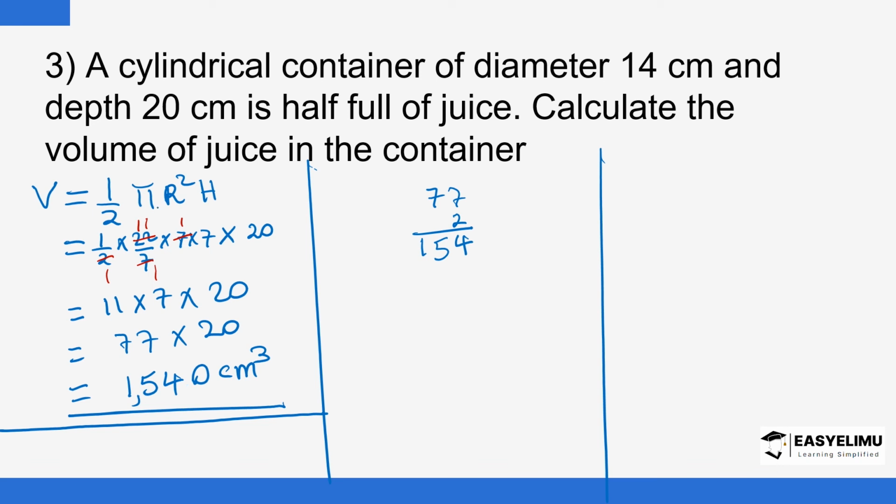So the volume of the cylinder is pi r squared h, but we are told that the juice in it is half full. So we multiply by half, because we are calculating the volume of juice in the container, half of the volume of that cylinder.